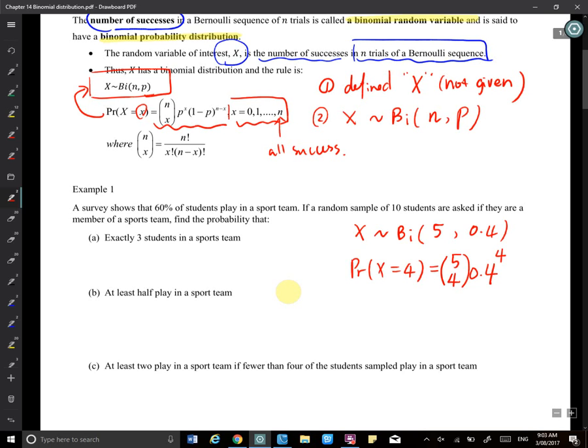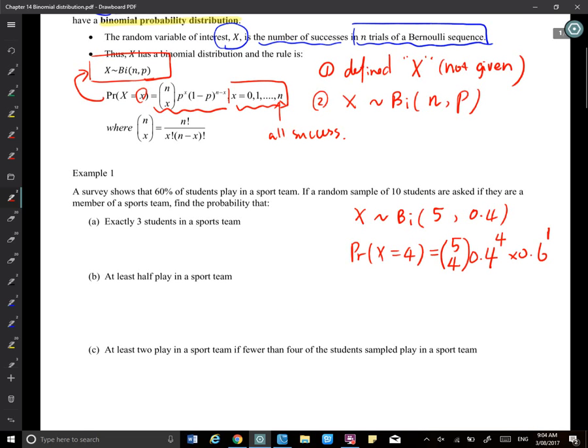So what is 1 minus p? It's the failure rate. That is 0.6. What's the power? The power is n minus x. N is 5. You already have 4 successes, so you have 1 failure. So that is to the power of 1. That's how we can calculate the probability for exactly 4 successes for that binomial distribution, binomially distributed by 5 and 0.4.